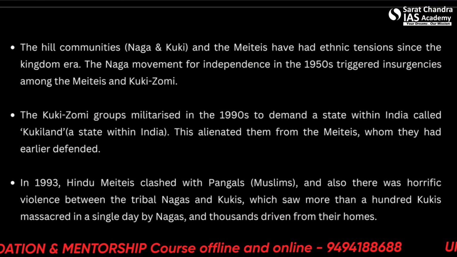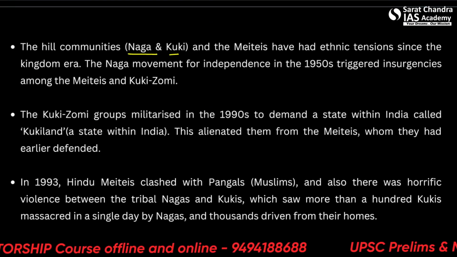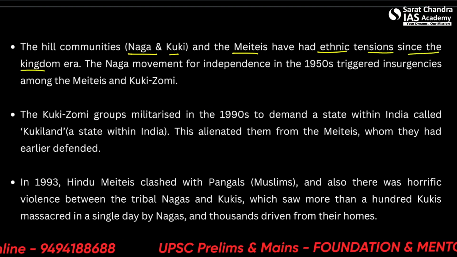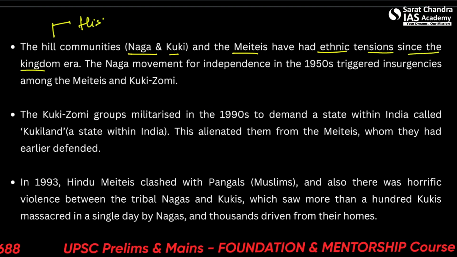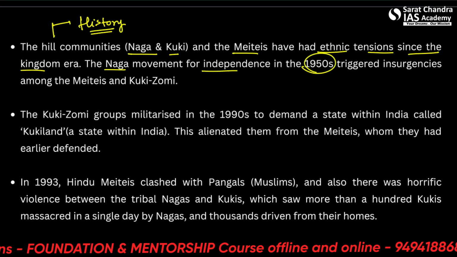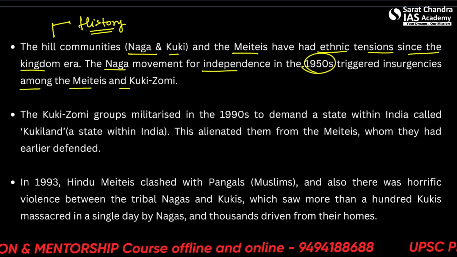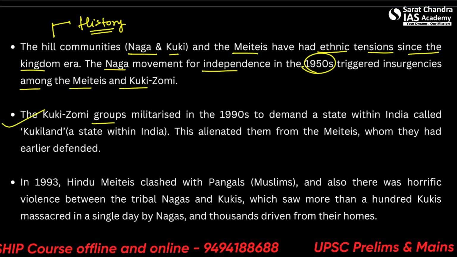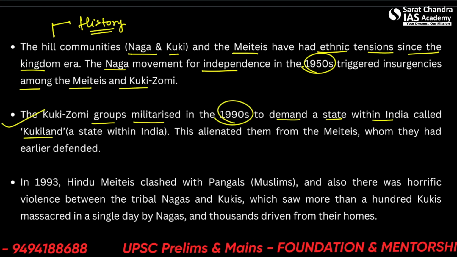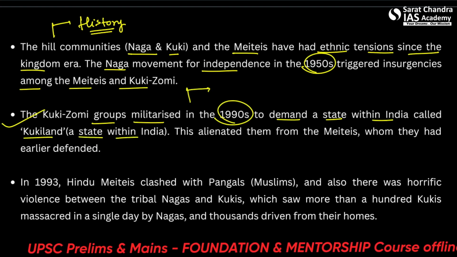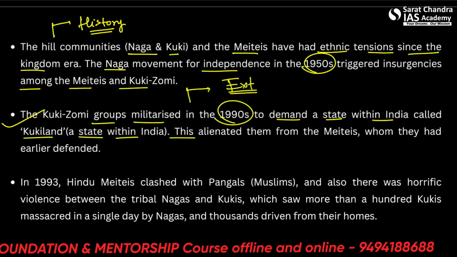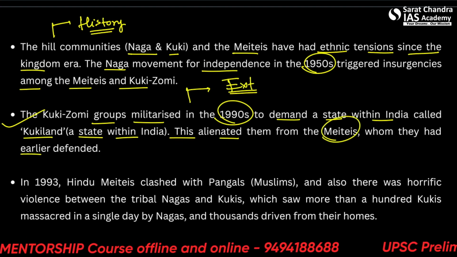So the hill communities, which are Naga and Kuki, and the Meitis have had ethnic tensions since the kingdom era. So this is the history and traditional tension, let's say. The Naga movement for independence in the 1950s triggered insurgencies among the Meitei and Kuki-Zomi. The Kuki-Zomi groups militarized in the 1990s to demand a state within India called Kukiland. So this is also a matter of internal security and regional conflicts or extremism in the northeast. This alienated them from the Meitis whom they had earlier defended.